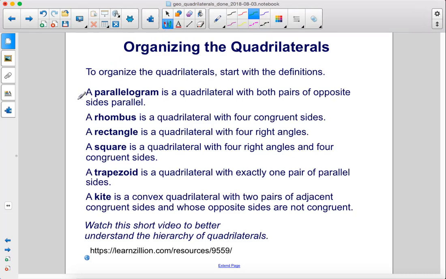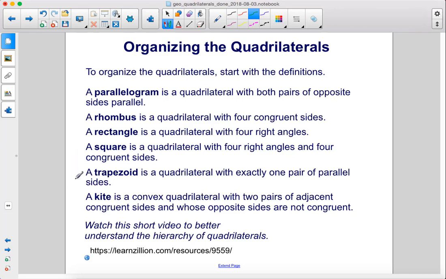A parallelogram is a quadrilateral with both pairs of opposite sides parallel. A rhombus is a quadrilateral with 4 congruent sides. A rectangle is a quadrilateral with 4 right angles. A square is a quadrilateral with 4 right angles and 4 congruent sides.